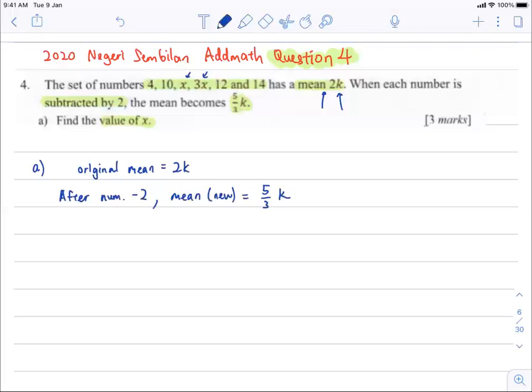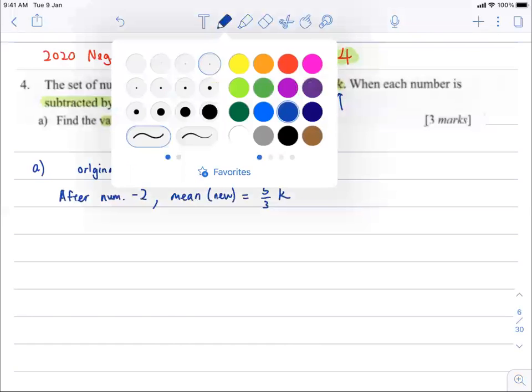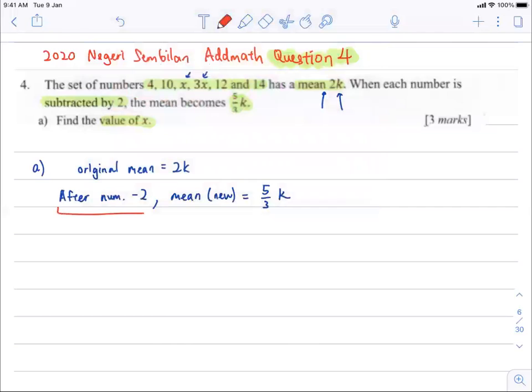So to find k, we need to make use of one fact, which is when all the numbers are minus by 2, the original mean would also minus 2. Which means this thing, 2k, would be minus 2. So we can write 2k minus 2 will be equal to the new mean, 5/3k.